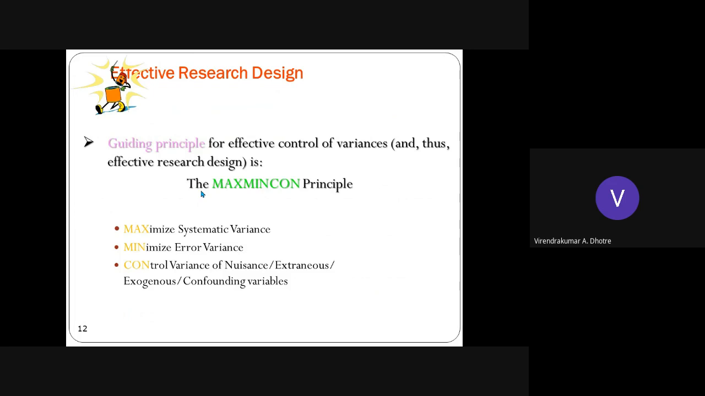Next is the guiding principle by which we can go for effective research design. Effective control of variance is nothing but effective research design, and we have one particular guiding principle for that, called the Max Min Con principle.